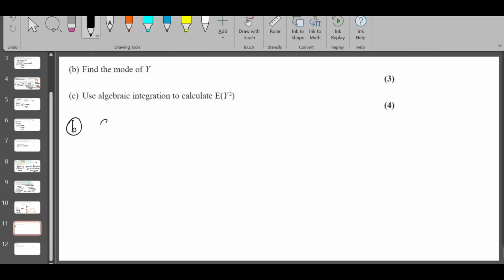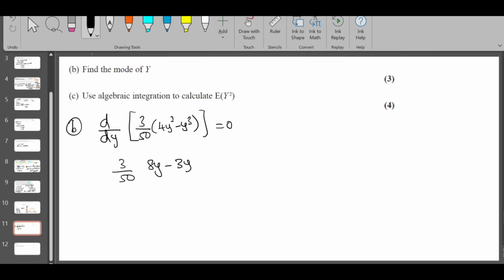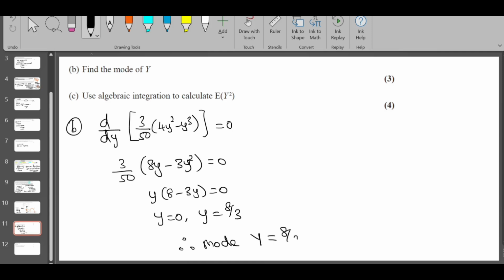So you need to write d by dy of 3 over 50 times 4y square minus y cube is equal to 0. So 3 over 50, 4y square becomes 8y. y cube becomes 3y square is 0. Bring the number to the other side. You will get 8 minus 3y is 0. So y is 0, which is at the origin, and y is equal to 8 over 3. Therefore, mode is y is equal to 8 over 3. That's a mode.